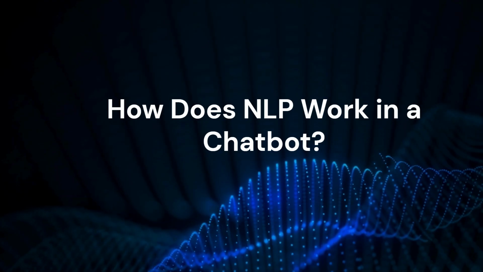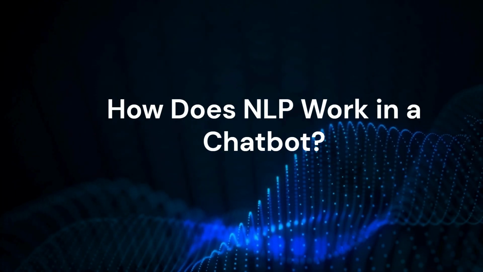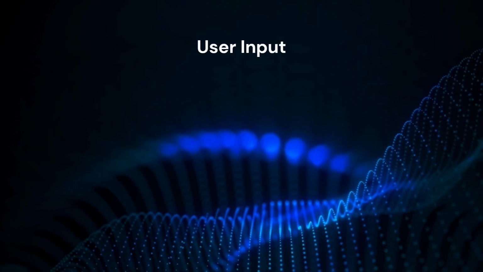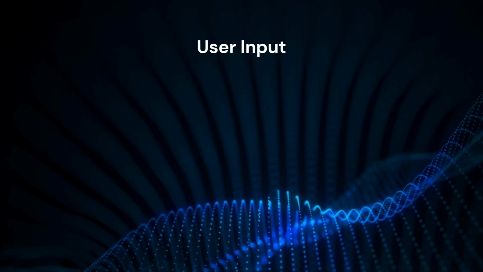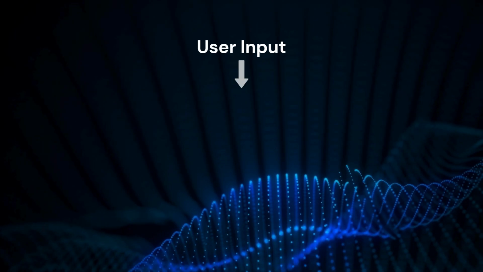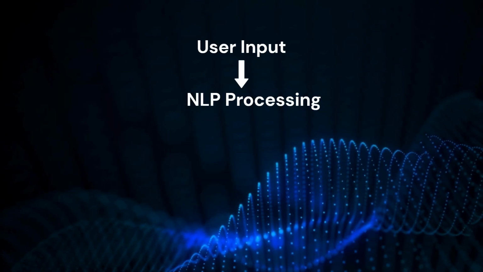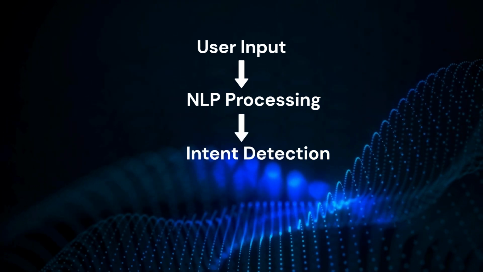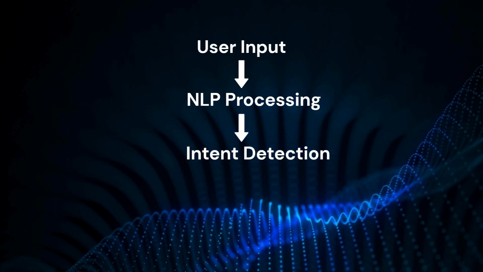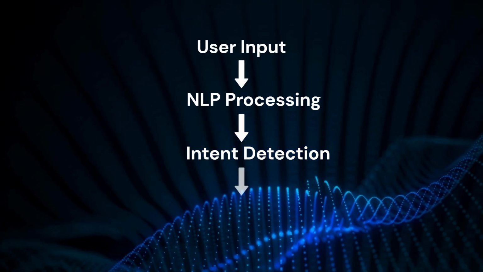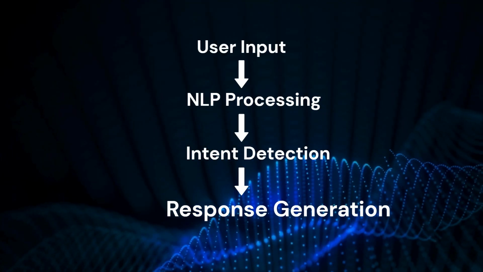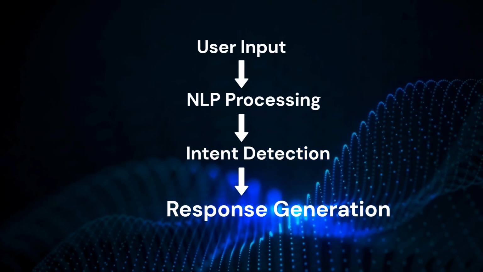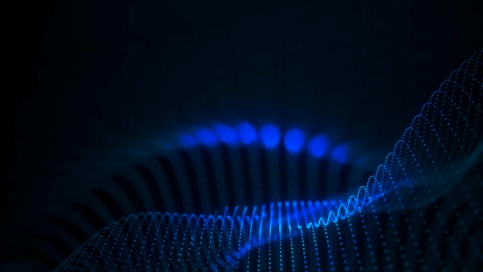So how does NLP work in a chatbot? Let's understand the chatbot flow. Step 1 is user input. The user enters a message, for example, "Hi, I want to book a flight to Delhi tomorrow." Now step 2 comes into the picture. It is NLP processing. The chatbot analyzes the text and understands the language. Step 3, intent detection. The chatbot identifies the user's intent. Here it is book a flight. And step 4 is response generation. The chatbot creates an appropriate response. For example, "Sure, I can help you book a flight to Delhi for tomorrow." This is a basic workflow used by most modern chatbots.